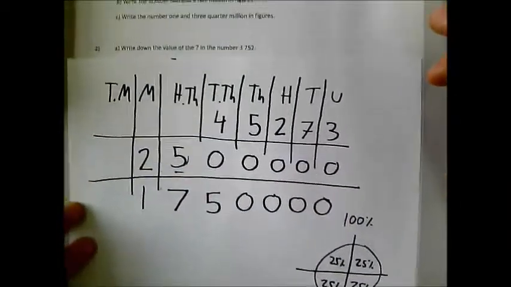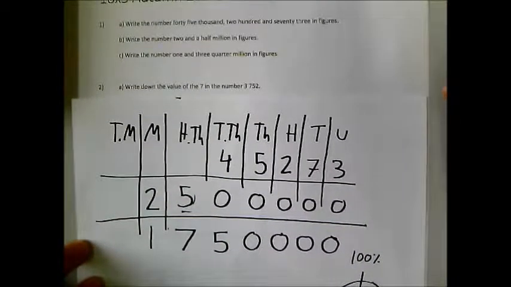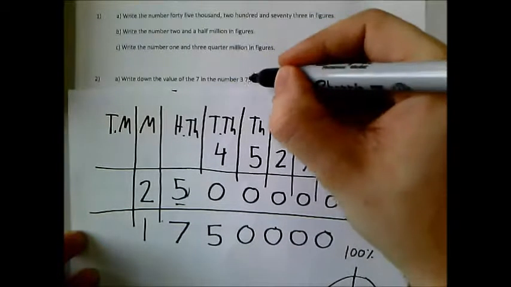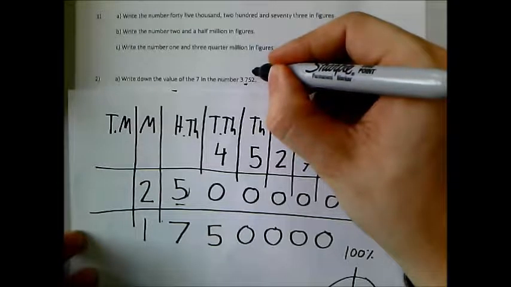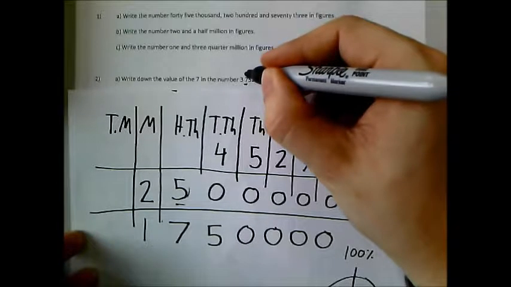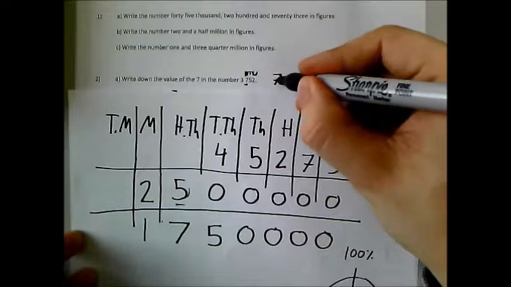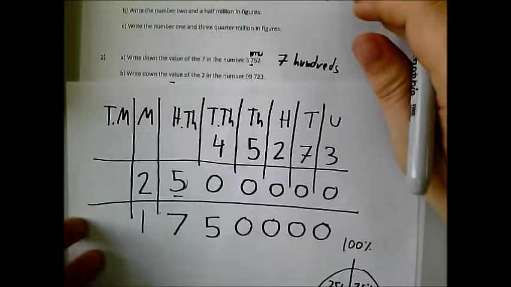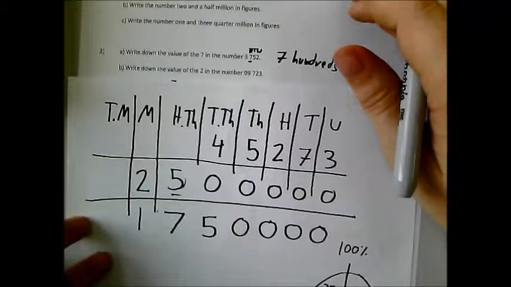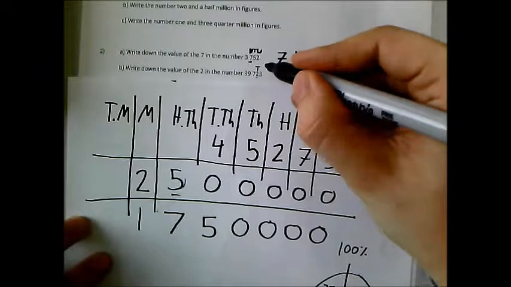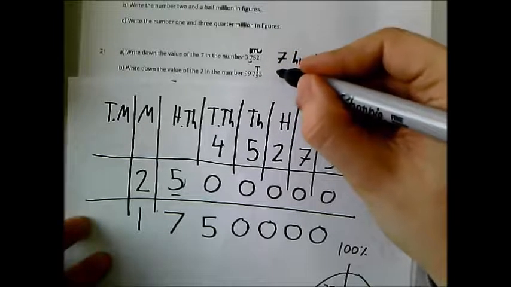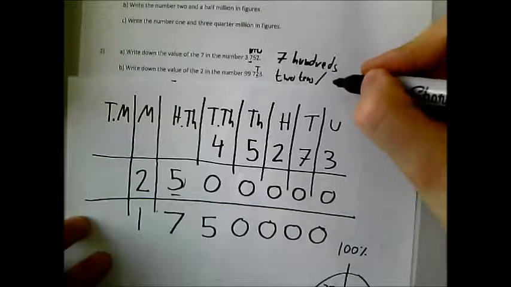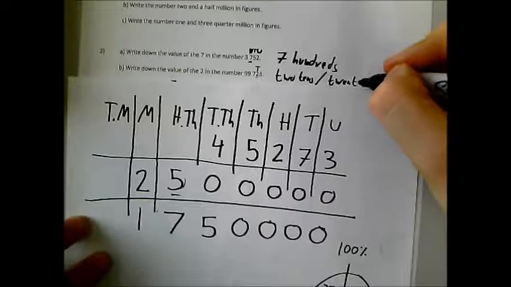Now let's have a look at question 2. I'm asked to find the value of the 7 in the number 3,752. Now, I can see that the 7 is not in the units or the tens, it's in the hundreds column. So it is 7 hundreds. For B, the value of the 2 in this number is in the tens column. So it is 2 tens, or even better answer, 20.